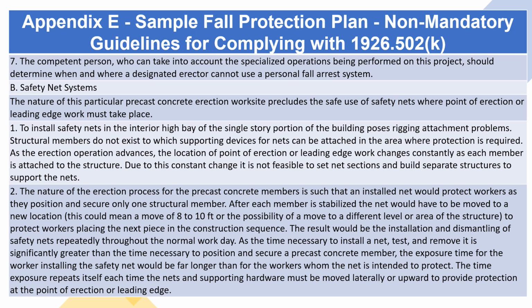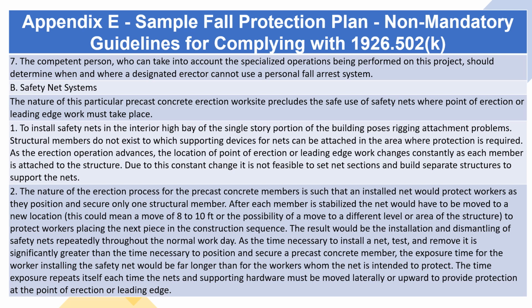Due to this constant change, it is not feasible to set net sections and build separate structures to support the nets. 2. The nature of the erection process for the precast concrete members is such that an installed net would protect workers as they position and secure only one structural member.